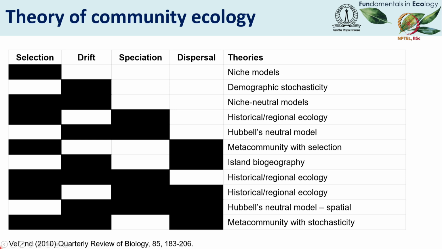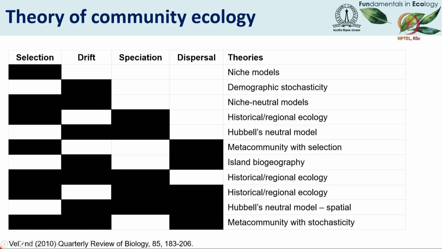4 processes ultimately lead to changes in the presence or absence of species and ultimately in changes in the abundances of species. Now these processes are selection, drift, speciation and dispersal.